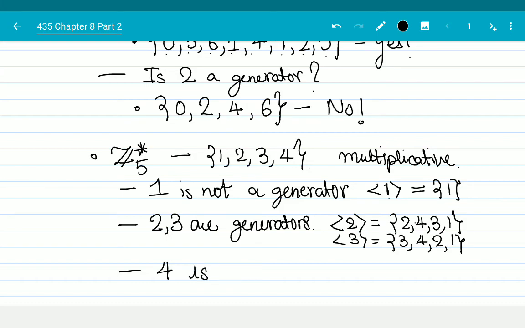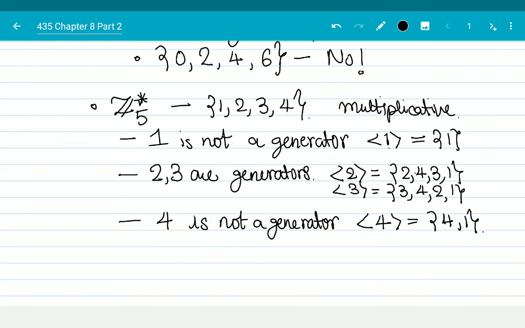4 is also not a generator. 4 gives you 4 and 1. 4 squared is 16, which is 1, right? However, as long as there is at least one generator, the group is cyclic. Therefore, Z5 star is cyclic.